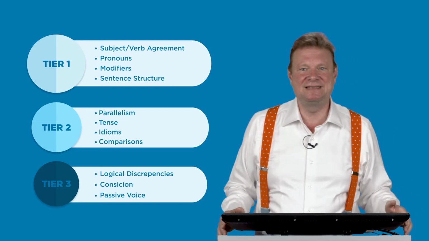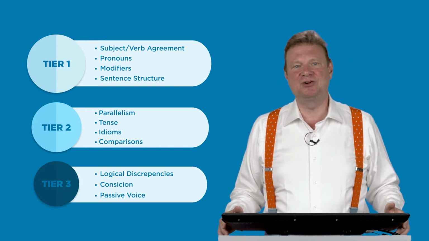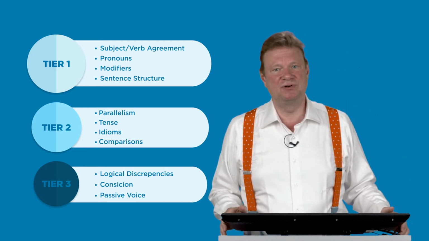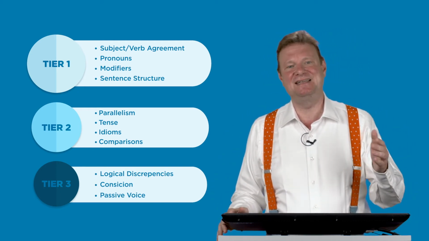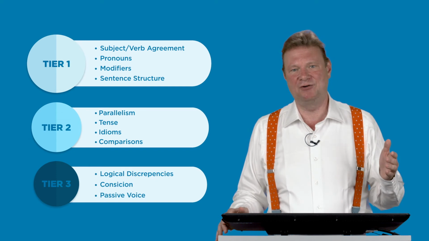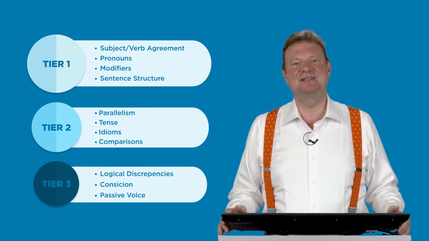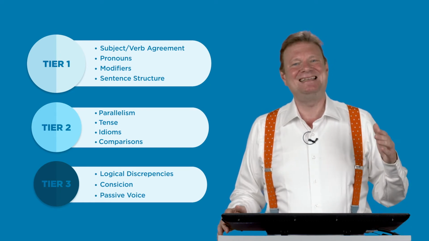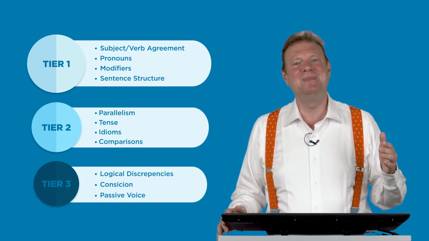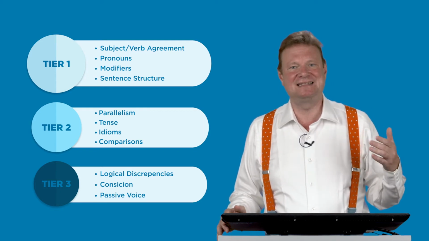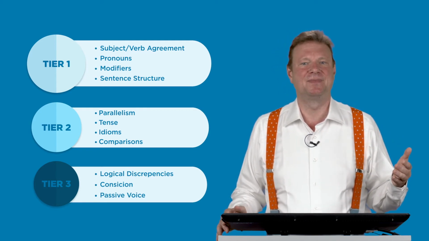Remember, above all else, logic needs to be considered when choosing an answer. Most logical issues will be resolved when grammar mistakes in Tiers 1 and 2 are addressed. That being said, it is possible that the sentence is grammatically correct, but it does not follow the original meaning of the sentence. This issue would need to be resolved when it is time to eliminate answers.